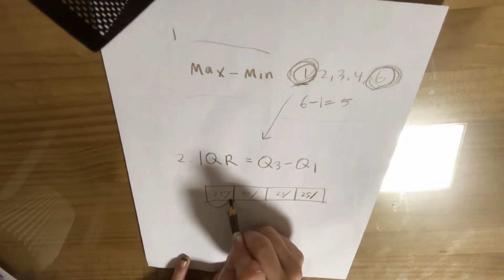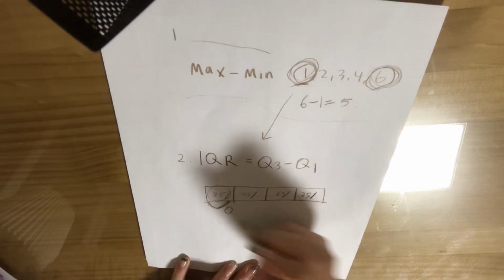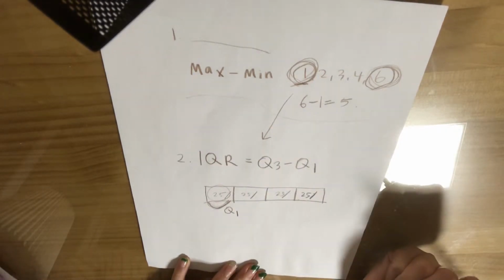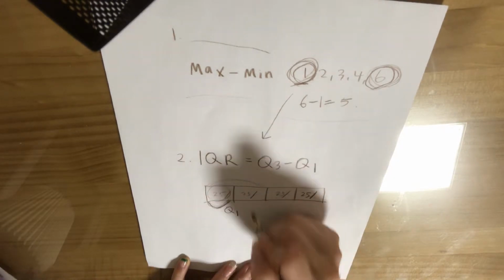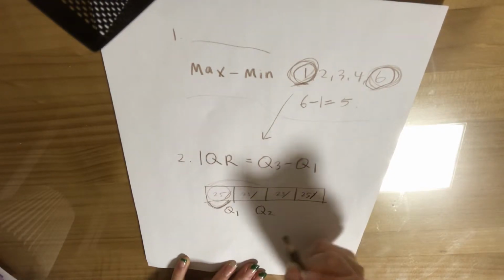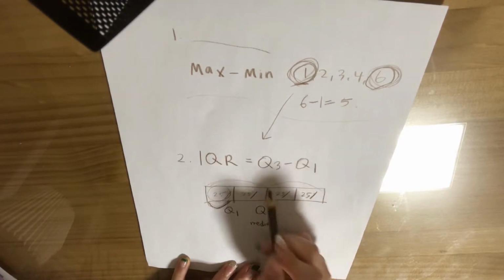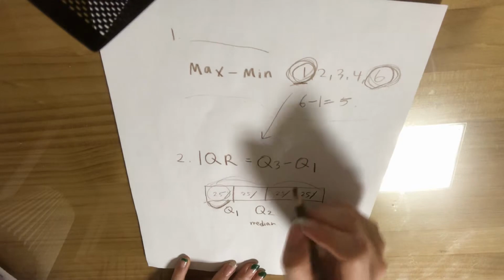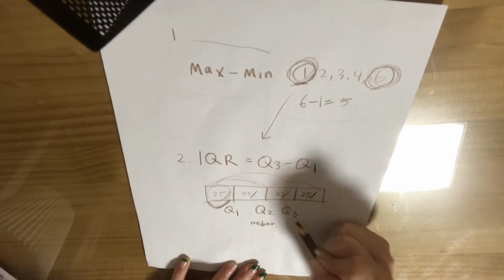So the first, the least number, the 25% up to here is called quartile 1. And the 50% is called quartile 2, which is the median, because it is at the middle of the data. And the 75% is called Q3.